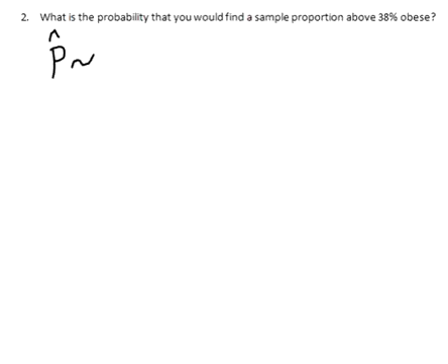The sample that we took was random, and when we take n times p and n times q, we get more than 10 for both of those values. So this is going to be normally distributed. The center of our sampling distribution will be 0.36 because our population parameter is 0.36, and our standard deviation that we found from the previous problem is 0.0679.